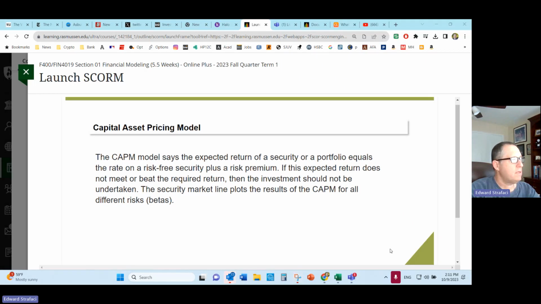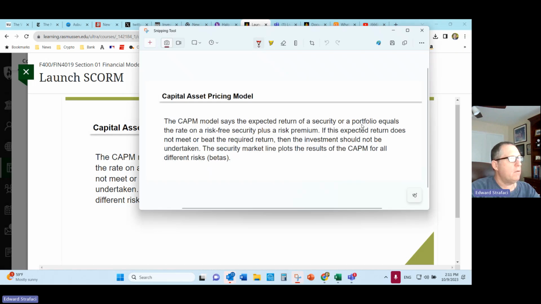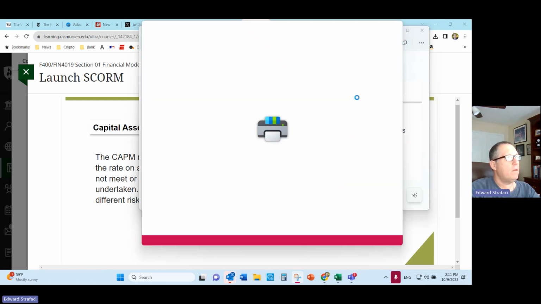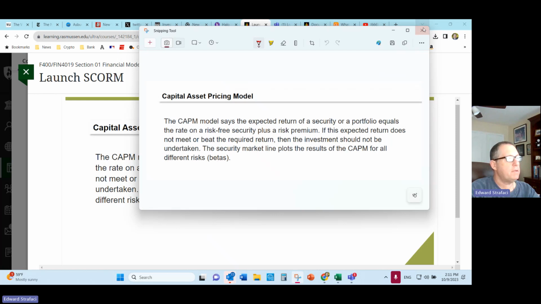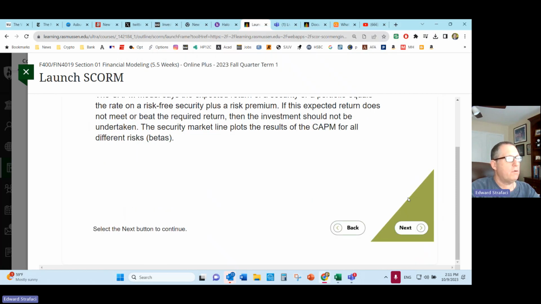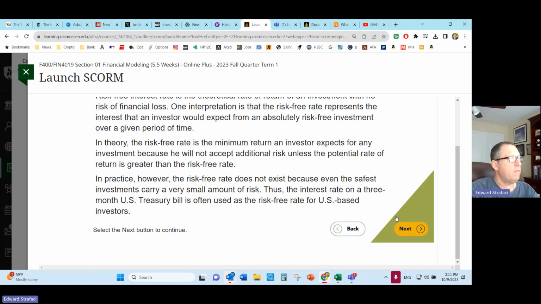If the expected return does not meet or beat the required return, then the investment should not be undertaken at all, right? Because once you've determined through analytical measure, assuming you trust the capital asset pricing model, what the expected return should be, if what you think the stock is going to return doesn't meet that, you shouldn't take the investment.